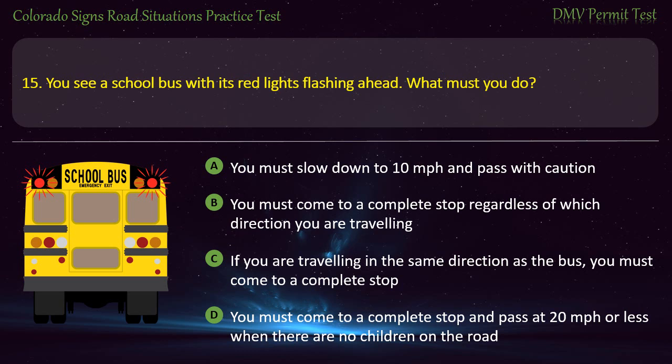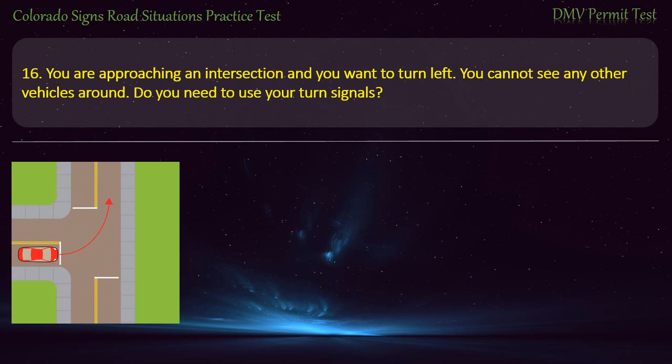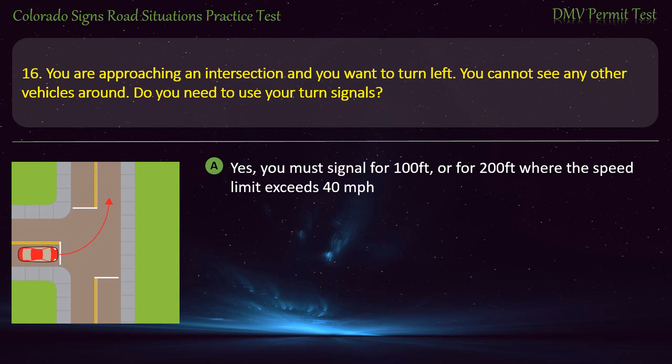Answer. You must come to a complete stop regardless of which direction you are traveling. Question 16. You are approaching an intersection and you want to turn left. You cannot see any other vehicles around. Do you need to use your turn signals? Yes, you must signal for 100 feet, or for 200 feet where the speed limit exceeds 40 miles per hour.